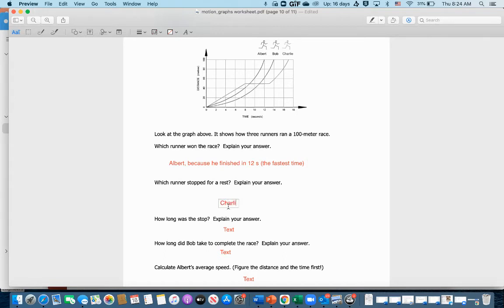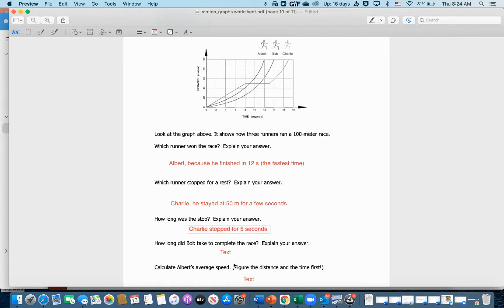So Charlie, he stayed at, and if I look right here, this is between 40 and 60, so I'm going to say he stayed at 50 meters for a few seconds. And this says, well, how long was that? Okay, so I can get the exact time here. It looks like he stopped right here at 8 seconds, and it went to about between 12 and 14, so 13 seconds. So 13 minus 8 is going to be 5 seconds. So Charlie stopped for 5 seconds.